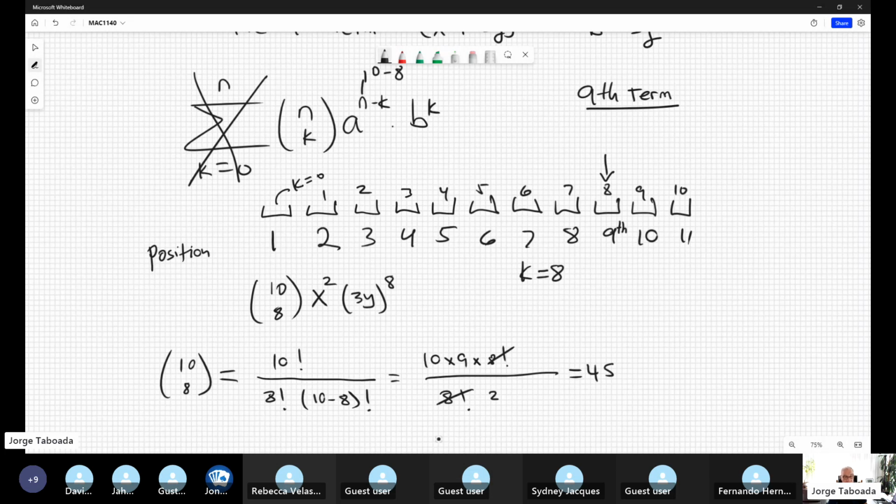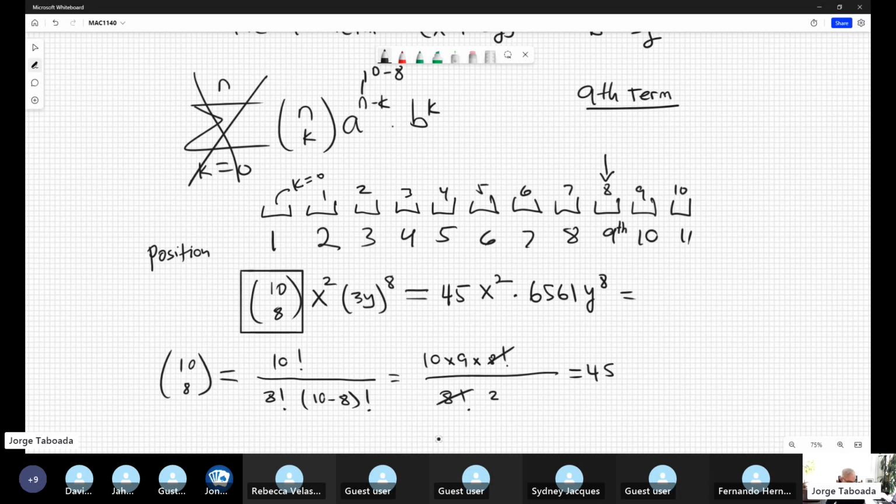At least I know that this coefficient is 45. So this guy is 45, x squared times something, 3 to the 8 power. I put in my calculator 3 power 8. Wow, is 6,561, y to the 8 power. And finally, you multiply 6,561 times 45.